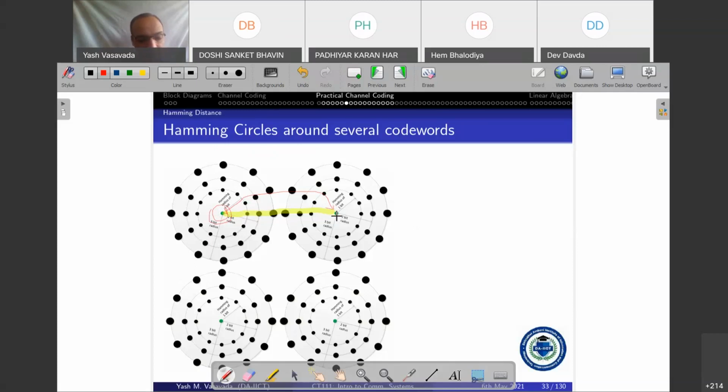Okay. Now, in that case, this minimum Hamming distance decoder will have no way to know that errors have happened. It will just think that this was the transmitted code word here, and it will be happily decoding that code word.